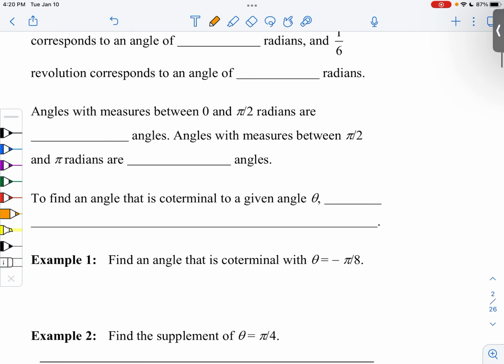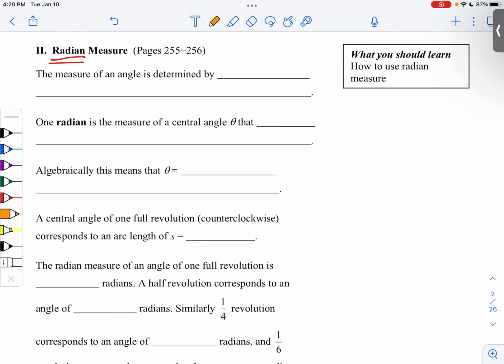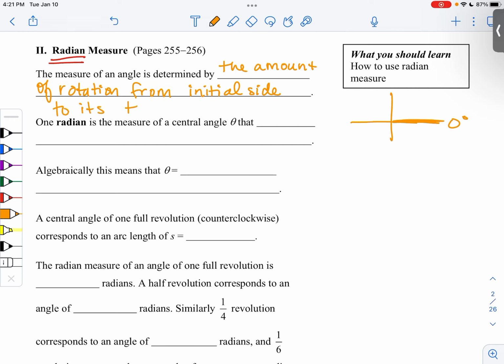Let's go back to section 2, which is the radian measure. The measure of an angle is determined by the amount of rotation from the initial side, which is like the starting side. When we're talking about angles, usually we say this is the initial side, which is equivalent to 0 degrees right here, to its terminal side. So if this is the ending part of my angle, the measure of the angle goes from my initial side to my terminal side.